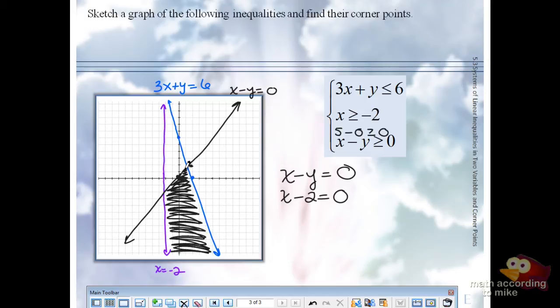Is this an unbounded or a bounded feasible region? Unbounded. It's unbounded in this case in the negative direction because it's going on forever in the negative direction. How many corner points does it have? 2. What lines intersect to make the corner points?